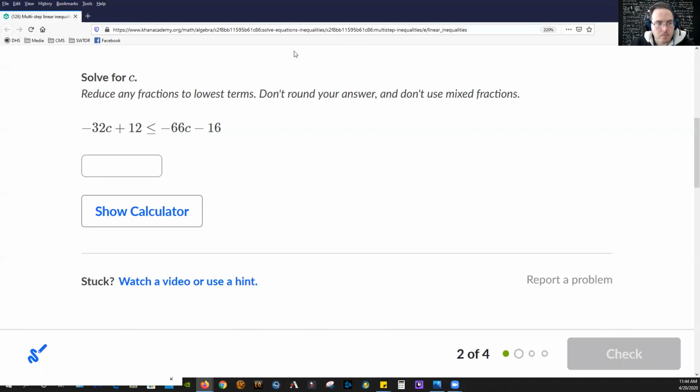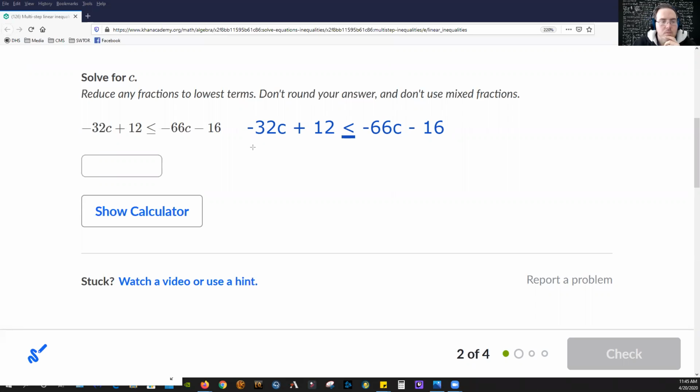Okay, so here we go. First thing I'm going to do is rewrite this one over here. So that is negative 32c plus 12 less than or equal to negative 66c minus 16. And then I'm going to quickly underline this because it is inclusive. It's less than or equal to, so it's inclusive. Okay, so let's talk about scrap work.